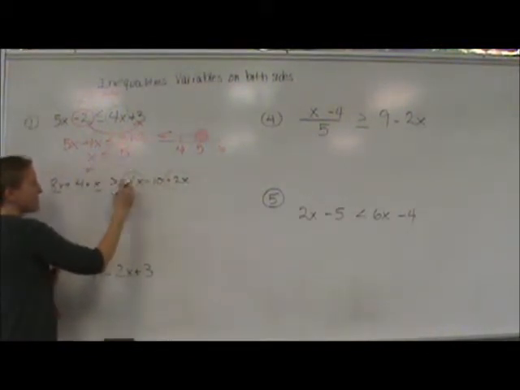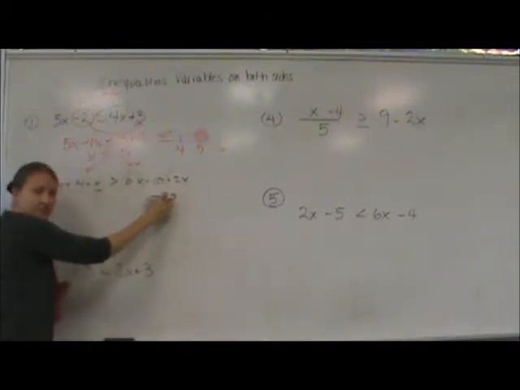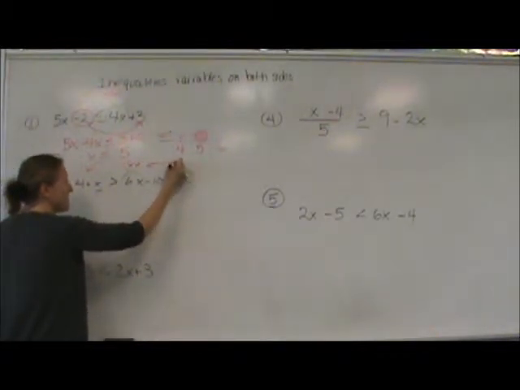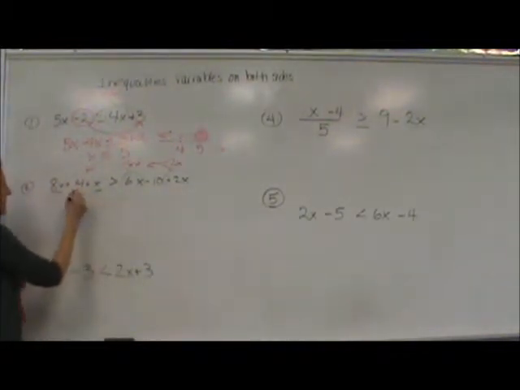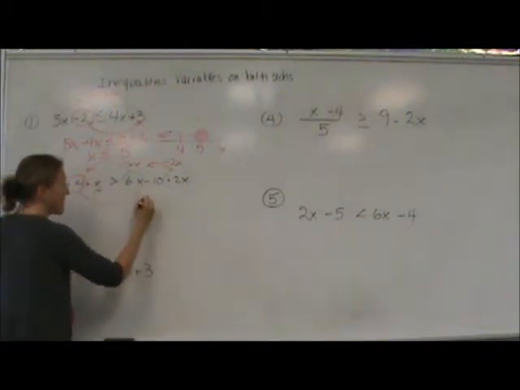When I bring my 6 over, it's positive, so I'm going to make it negative 6x. I see here that this is positive 2, so I'm going to bring it over and make it a minus 2x. Now I have also a 4. A 4 is what I'm going to bring over here. It's positive, so I'm going to make it minus 4.